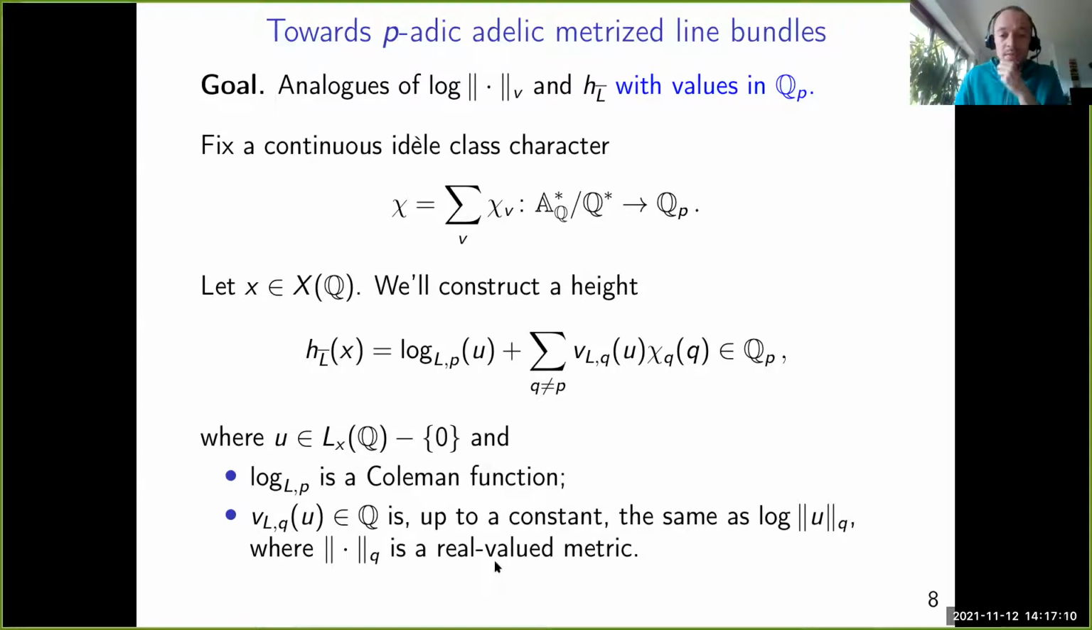All right, so this is what I want to define in this talk. I'll start with what's going on at Q away from P, because, like I said, that's somehow similar to the classical theory. And then for log LP, we're going to need some P-adic analysis. Any questions at this point? All right. So let me continue.